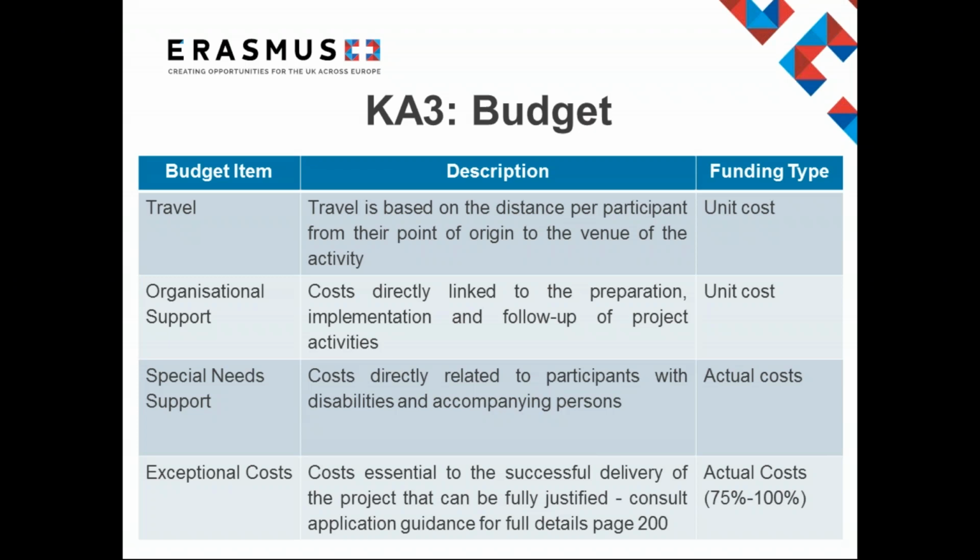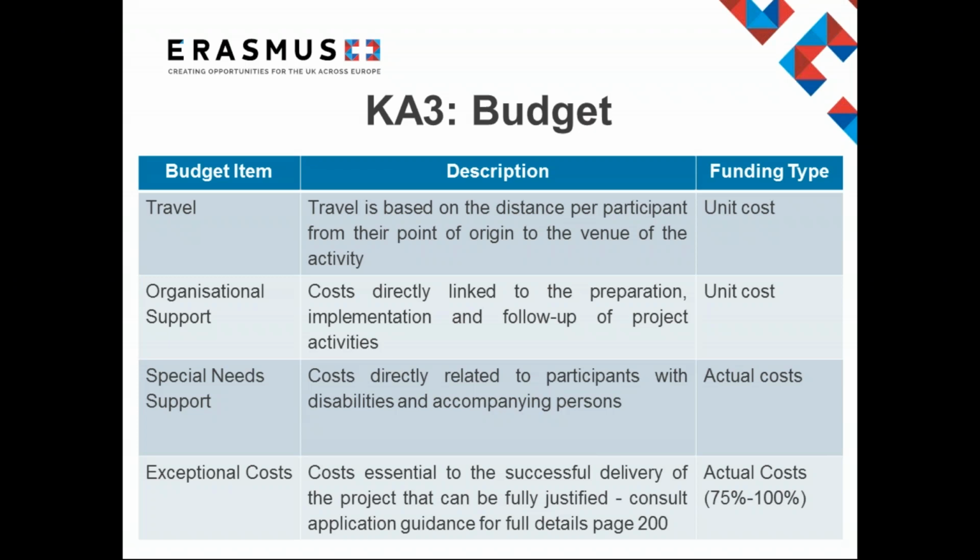The special needs support cost is then an actual cost, which is to say it's determined by what you tell us you need in your application. You would need to justify these costs, but they can be anything related to participants with disabilities and accompanying persons for those participants. Those costs, as it says there, would be actual costs. We need you to give your best estimation of what those costs would be, but they should be there to encourage full participation in the project. And as long as they are fully justified, then you would receive 100% of those costs in your final project budget allocation.